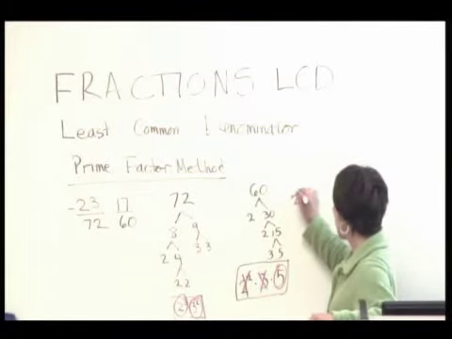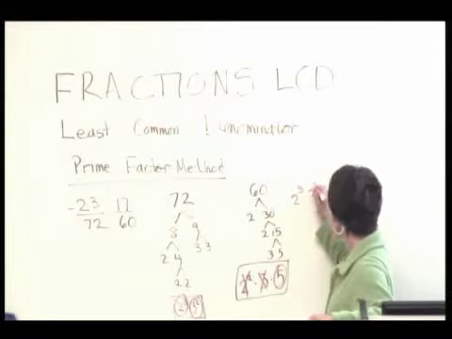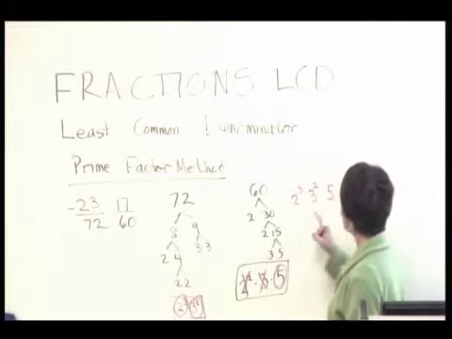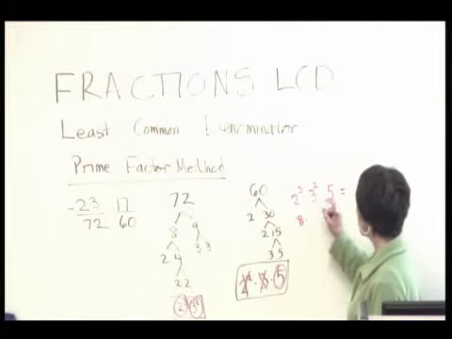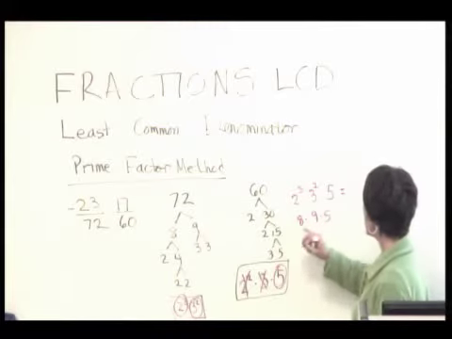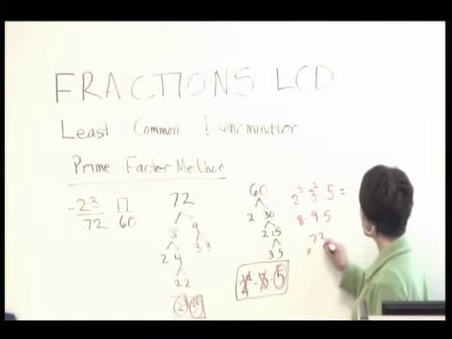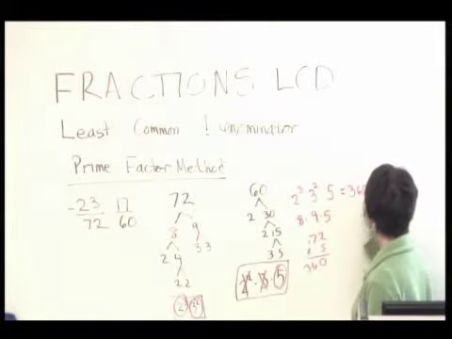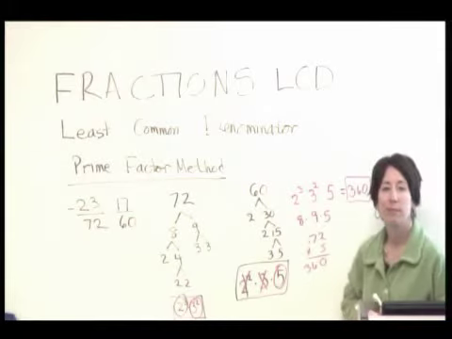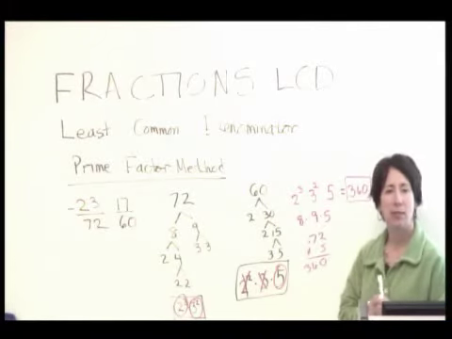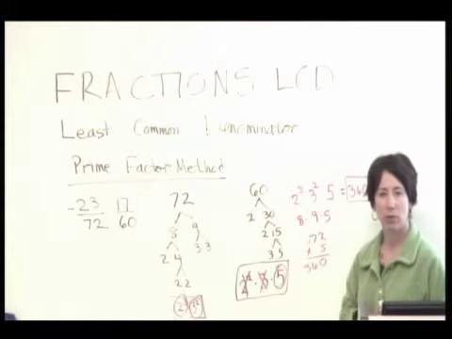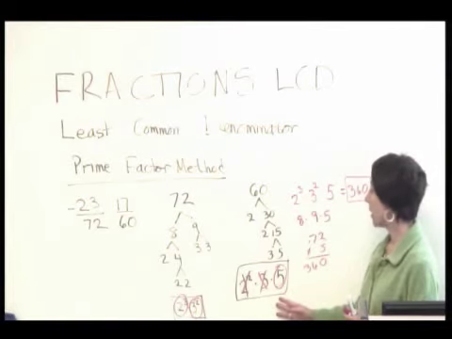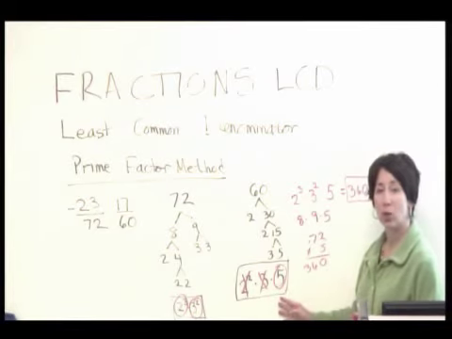And then when I multiply what I've circled, I'm going to get the LCD. So 2 cubed is 8, 3 squared is 9. So 8 times 9 is 72, and 72 times 5 is 360. So it's not really difficult, you just have to be careful. Make sure that your bookkeeping is meticulous, and it never fails. It always gives you the right answer.